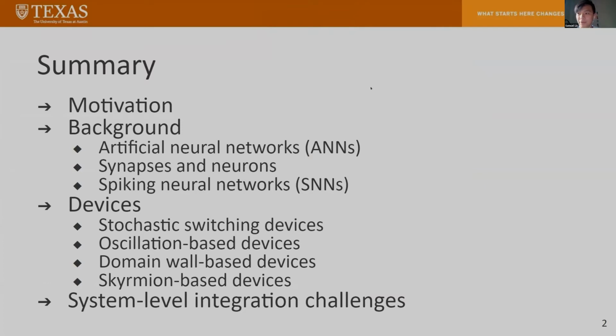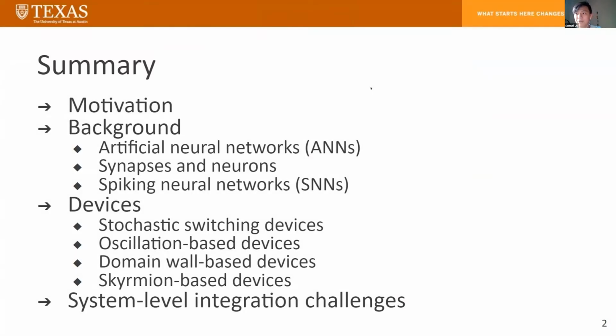So to quickly go over the summary, I'll go through motivation for spintronics and hardware neural networks first, and then I'll go into some background about neural networks. And then after that, I'll go over devices, which I split into categories based on mechanism. And then I'll wrap up with a discussion of challenges of the system level integration for conclusion.